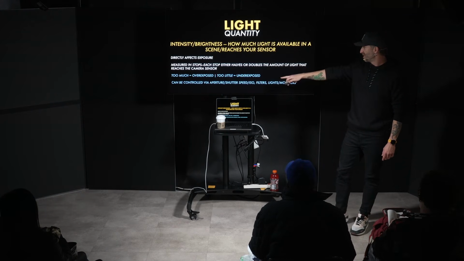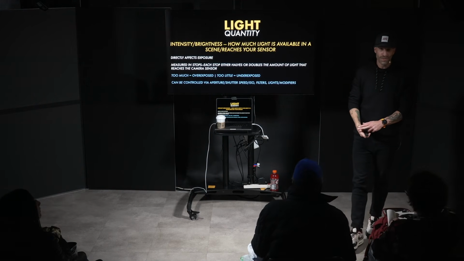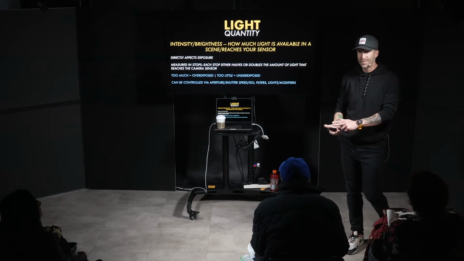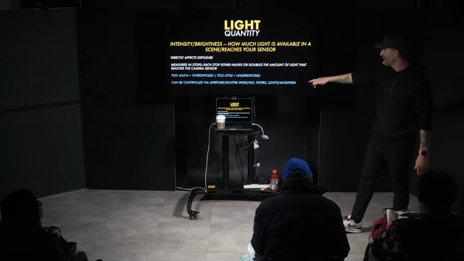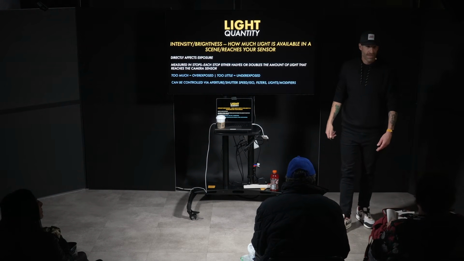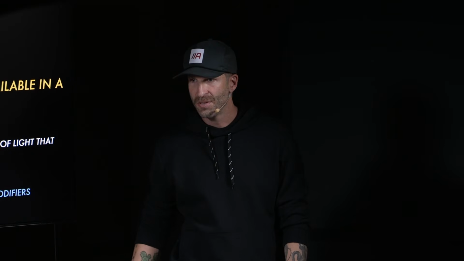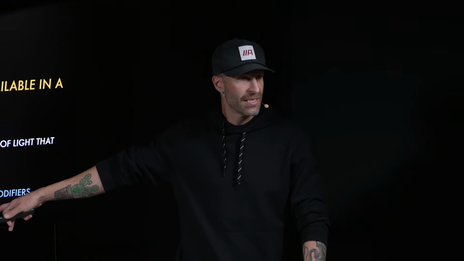How do we control this, right? We control our light with our settings. Remember we talked about the exposure triangle? Aperture, shutter speed, ISO. We can control light with filters. What filters control light? We have neutral density, right? We have polarizing filters. Modifiers on lights and modifiers.